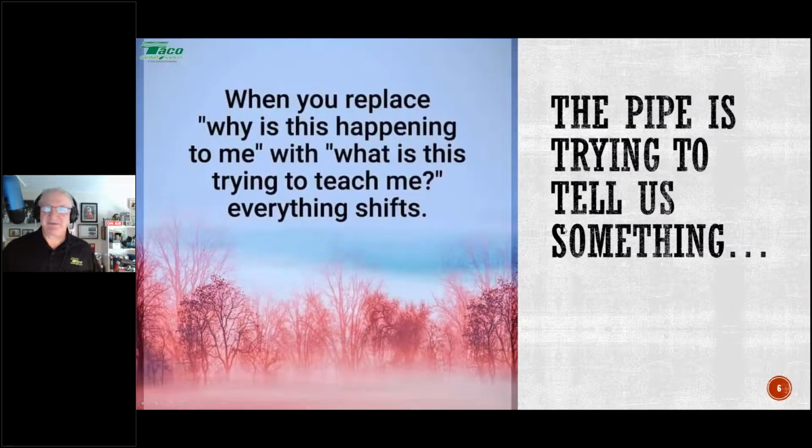Why do these things happen? Basically the pipe is trying to tell us something. I found this online the other day, and I love this quote because it's so true: when you replace "why is this thing happening to me" with "what is this thing trying to teach me," everything shifts. We have pinhole leaks in copper pipe on our recirc line. What is this trying to teach me? It's teaching me that the pipe has its limits, and we have to respect those limits and design around those limits. So whenever you are looking at doing domestic hot water recirculation, job one is to find out what the limit is.